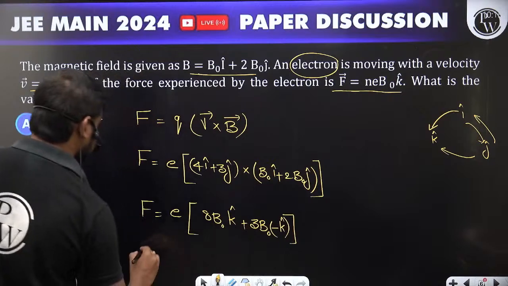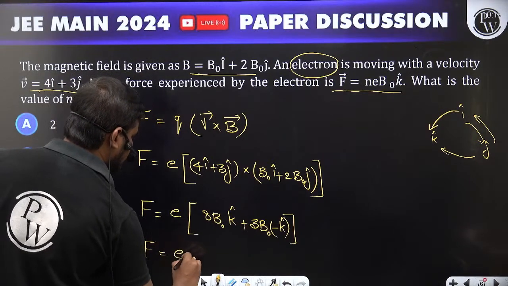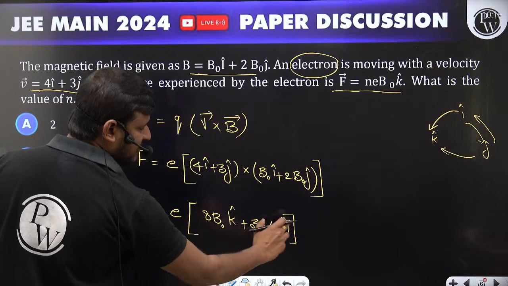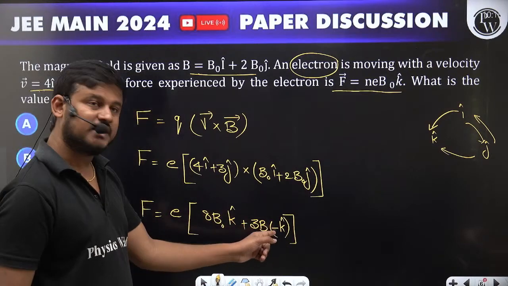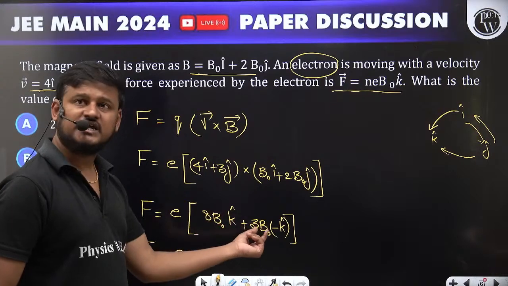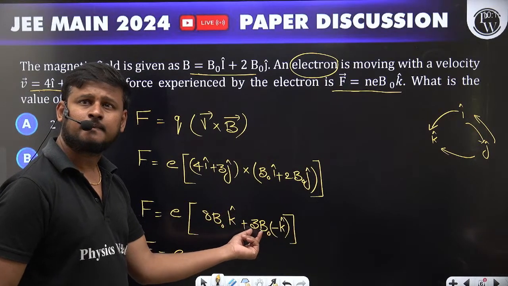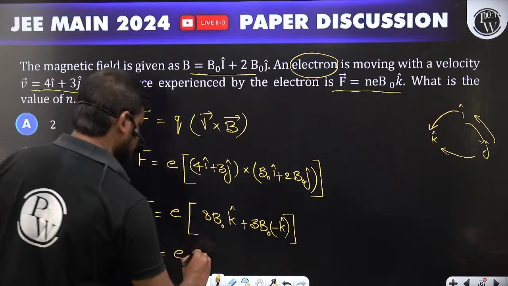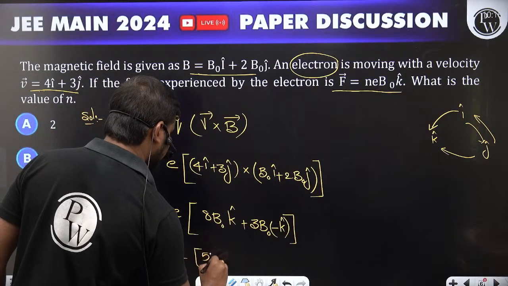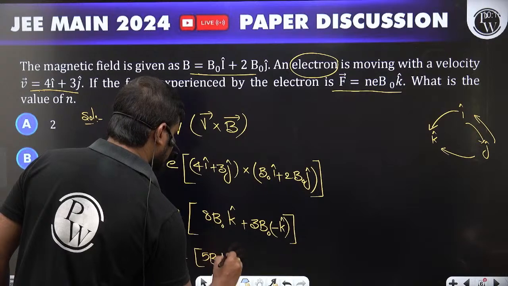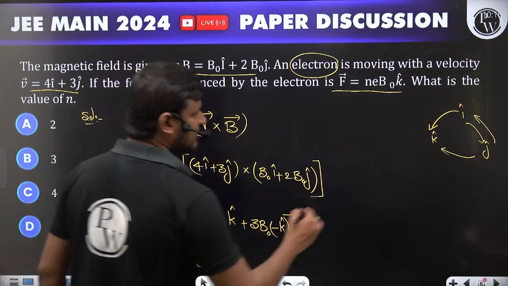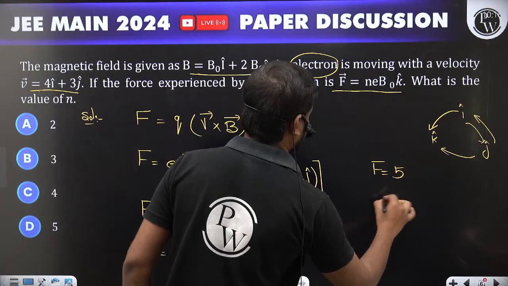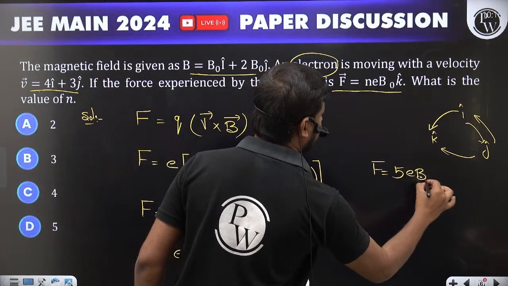So then F is equal to e into, this comes out to be 8B naught k cap minus 3B naught k cap. This minus I am multiplying here. So 8 minus 3 is going to be 5. So 5B naught k cap. Right? So then F is equal to 5eB naught k cap.